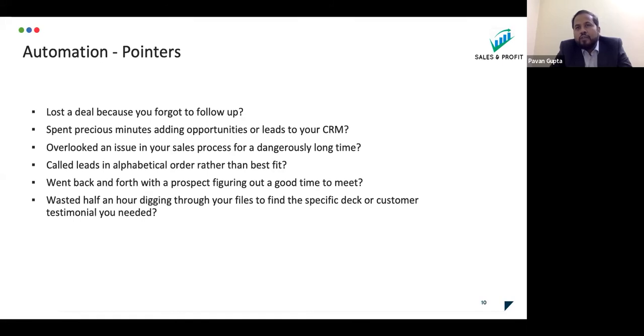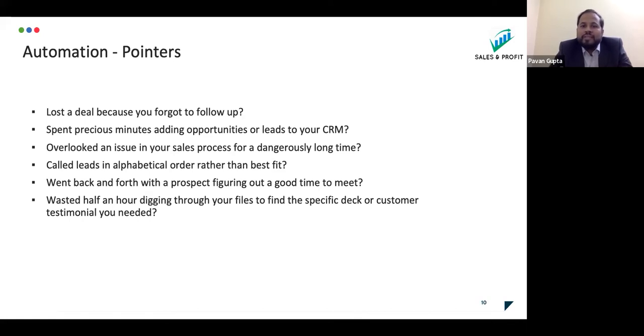Now, what is sales automation all about? If I have to simply define sales automation, it is the ability of your team to do an unwanted task or a repetitive task in a lesser amount of time and be able to do more productive work or focus more on the customer conversation. It is basically a customer face time enhancer.